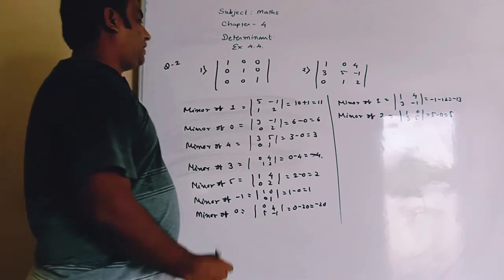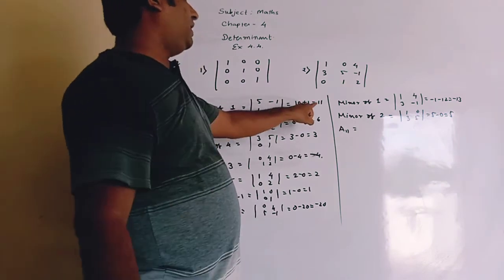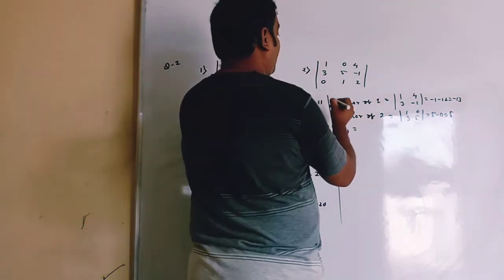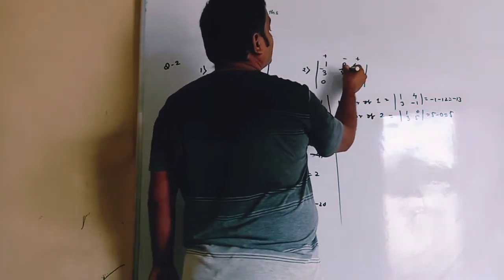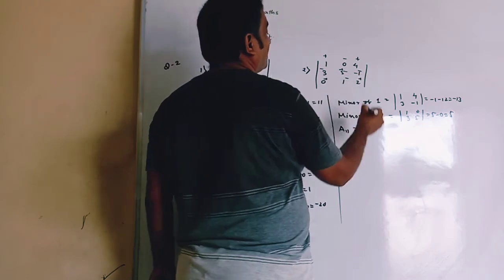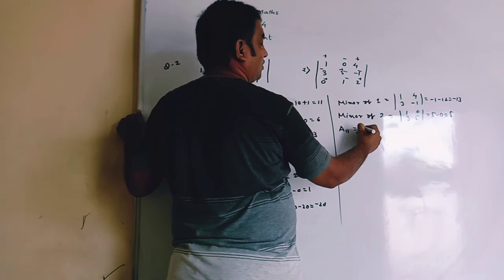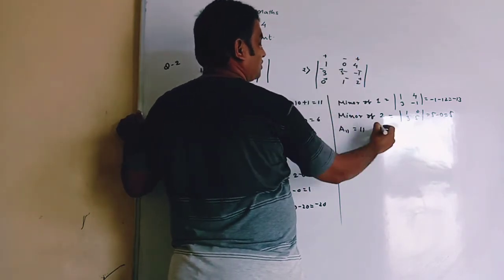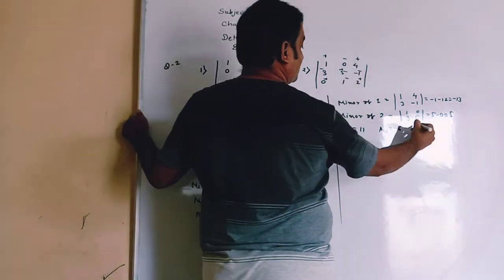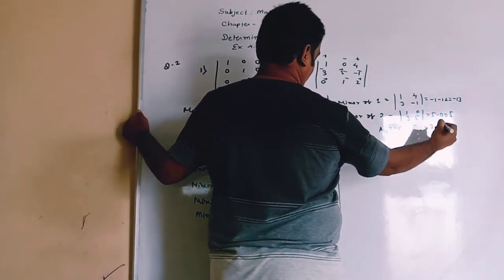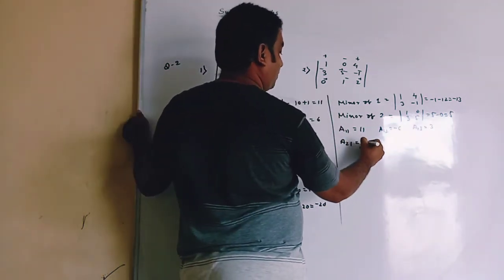Now cofactor of each. So a11, minor into (-1) raised to 1 plus 1. Now for cofactor, keep in mind the signs plus minus plus, minus plus minus, and plus minus plus. Like this way sign will come. So here plus sign into 11, so 11. Minus sign into 6, so a12 will be minus 6. Plus into 3, so a13 will be 3. a21, so it is minus 4 into minus, so it is 4.